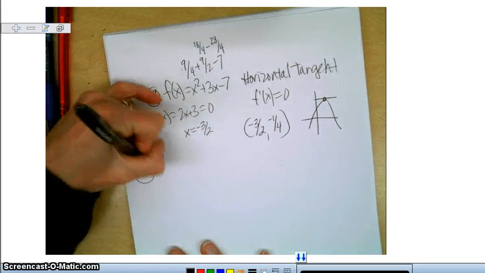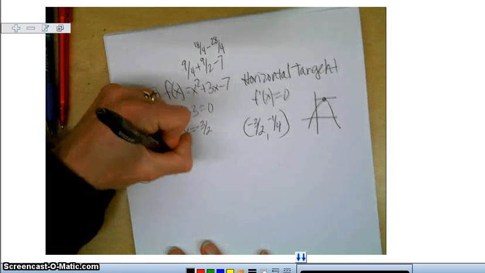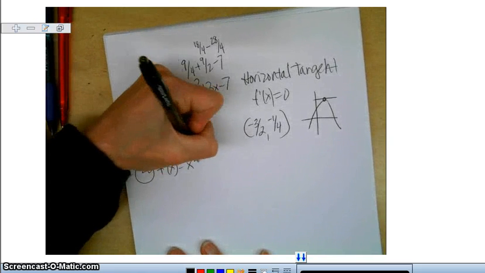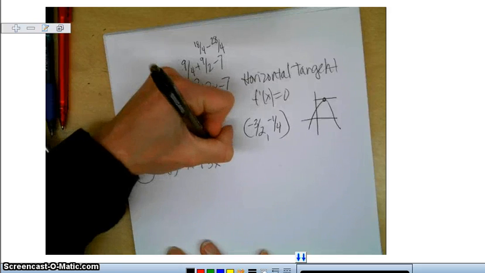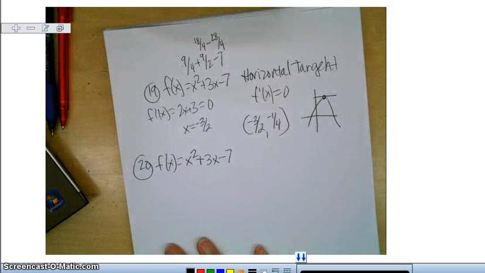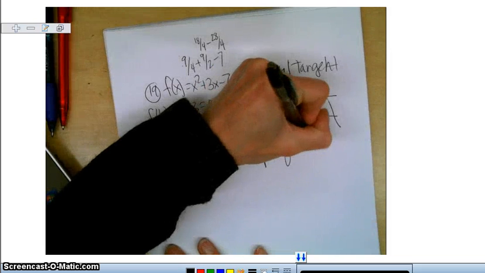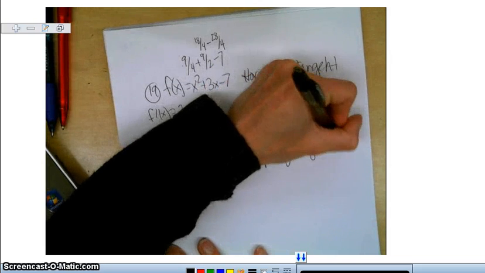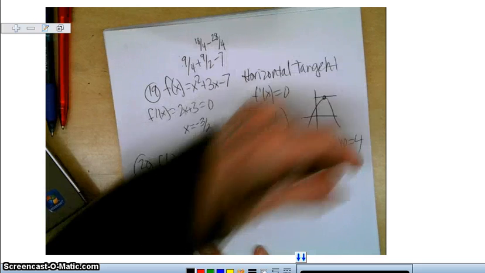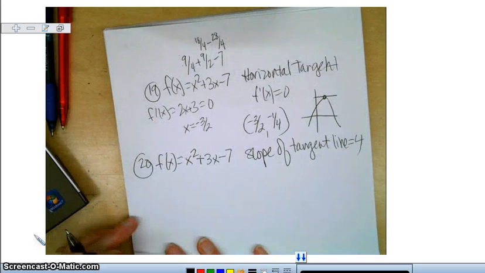All right, number 20, we are asked to find where on the graph of this function x squared plus 3x minus 7 the slope of the tangent line is 0. Slope of tangent line equal to, not 0, 4. Okay, where's the slope of the tangent line equal to 4?